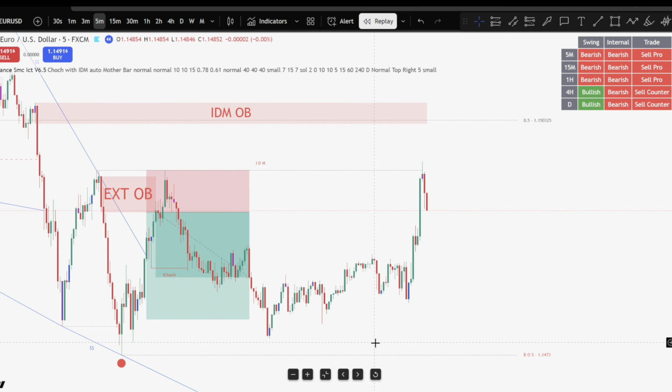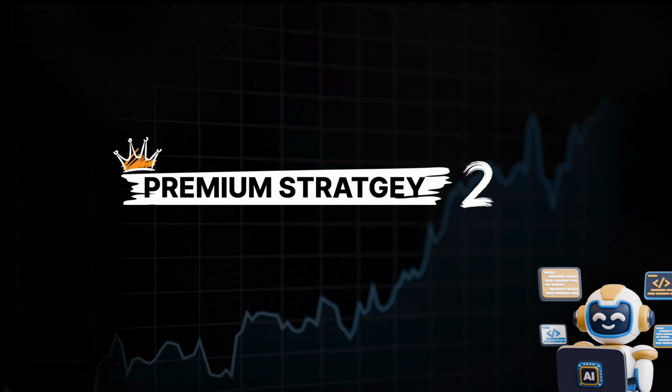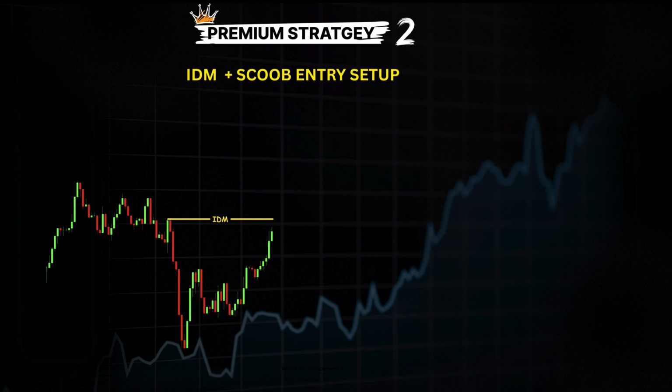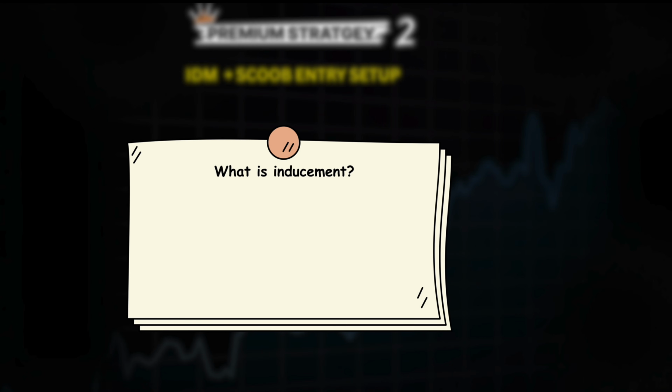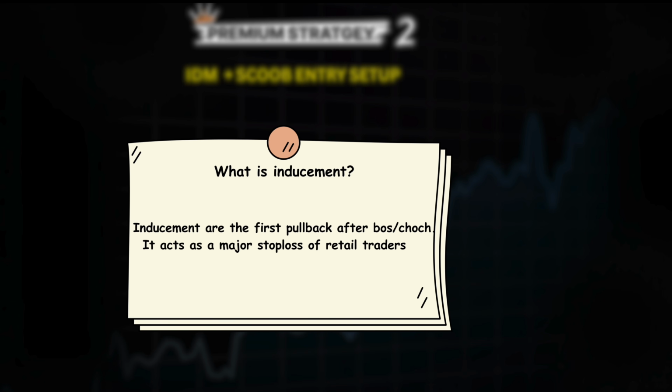Before we proceed to the next entry, I am going to reveal Premium Strategy 2, which is the IDM plus SCOOB entry setup, which most users don't know and end up missing the best entries. First, let's understand what inducement is. Inducement is the first pullback after BOS or CHoCH. It acts as a major stop loss of retail traders.